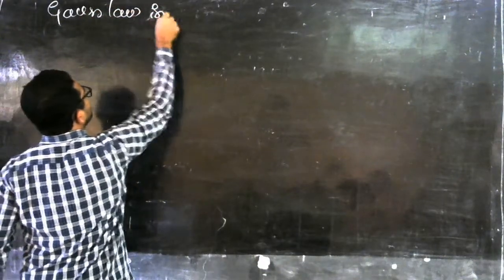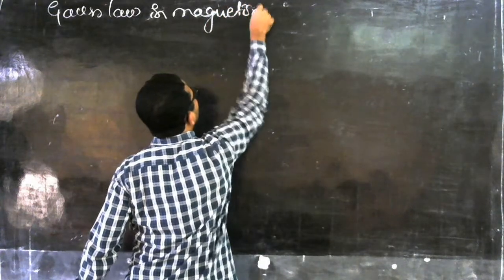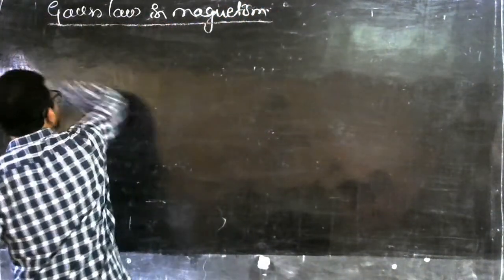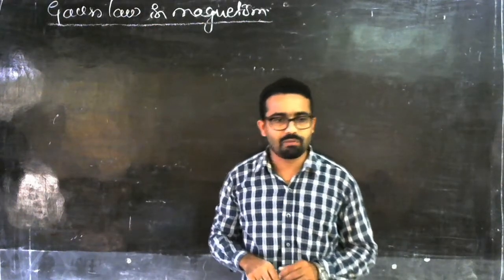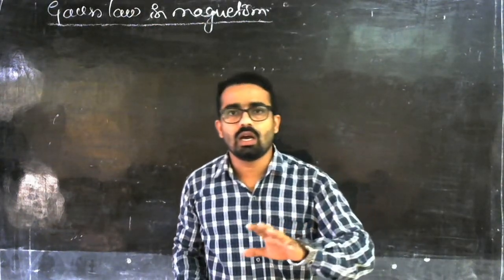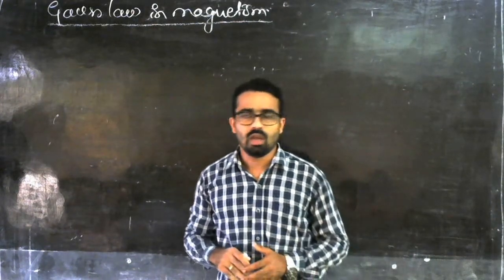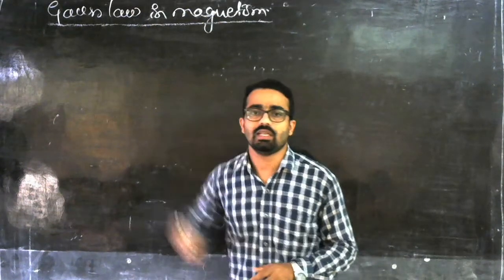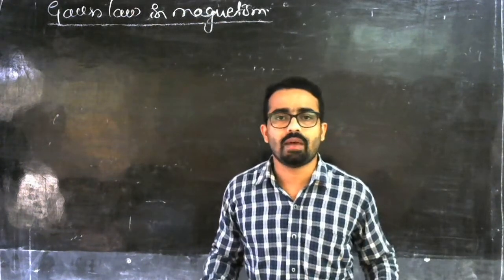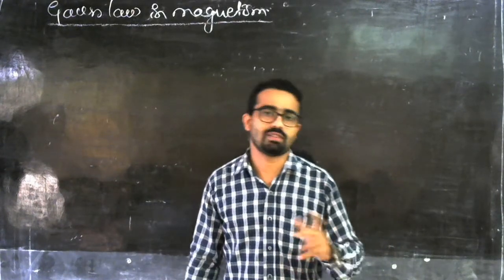In magnetism. So now we are in the chapter of magnetism. Before this, we discussed electrostatics. And this name, Gauss, is the name of a scientist and it is very familiar to us. Why? Because we heard that name while discussing the first chapter.